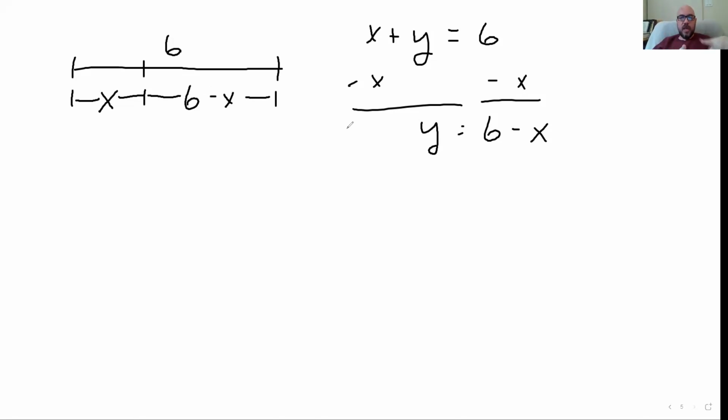Now, let me point out, the only thing I have used from the problem is where it said a carpenter cuts a 6-foot board into 2 pieces, right? This is the most general version of cutting something into 2 pieces that you can do. I don't know how long the 2 pieces are. One of them we're going to call x, and the other one we're going to base on that x. And so it's 6 minus x.